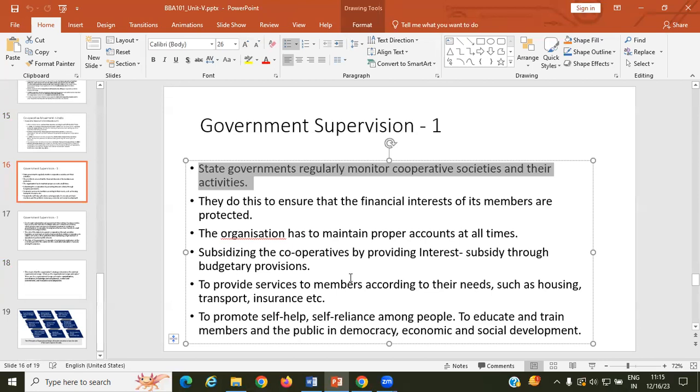The state government regularly monitors cooperative societies and their activities. This is one interesting point. For that, the government has to make a lot of policies, do a lot of scrutiny, and implement a lot of monitoring mechanisms. So many things are there, but at a high level, understand that the government is monitoring the cooperative society. They do this to ensure that the financial interest of all members is protected.